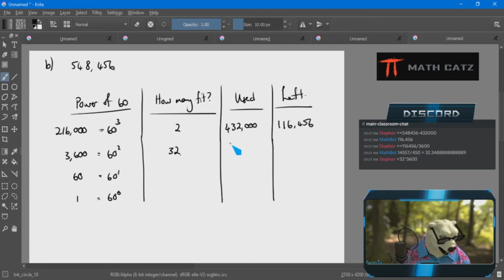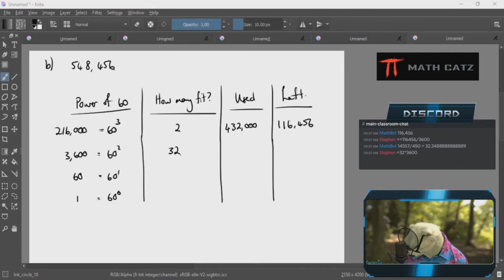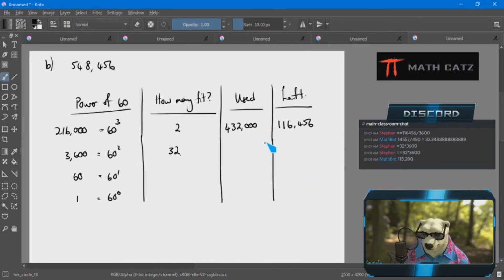And I see that I've used, as soon as MathBot decides to actually work with me. Come on, MathBot, you can do it. I don't think MathBot can do it. Wow, MathBot's on strike now. Really? Oh, it's because I only put one equal sign in. Such a doofus. 32 times 3600. MathBot doesn't know what I'm doing if I only put one equal sign in. I've used 115,200.